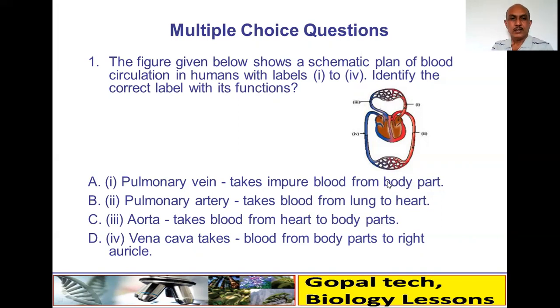Well, the correct answer is the fourth part, labeled as vena cava. It takes the blood from body parts to the right auricle. So this is the correct label.